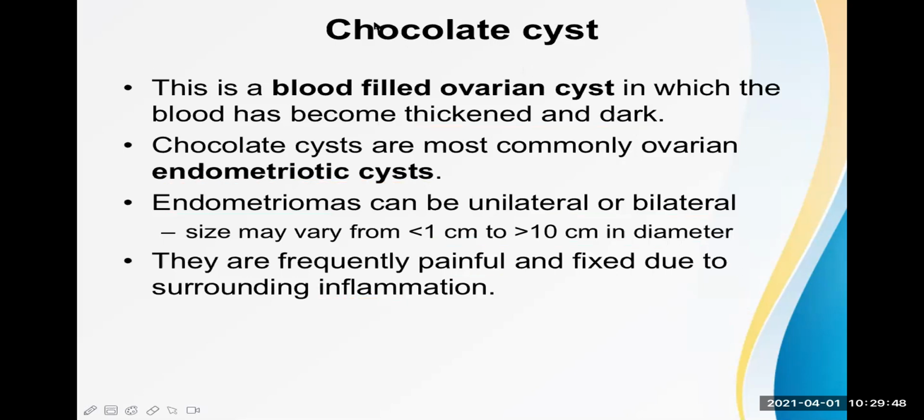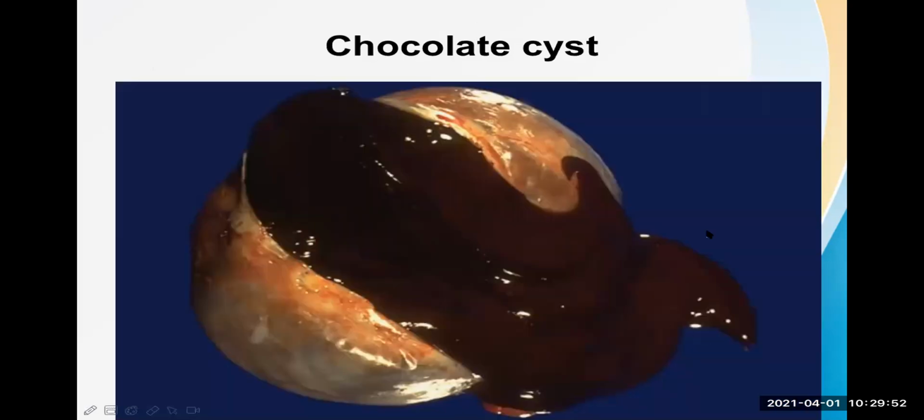Let's move further. Now see this. This is the chocolate cyst or the endometrioma. Look at the color of the blood here. It almost looks like a chocolate color. That's why the name is given, because this blood cannot leak anywhere, cannot escape anywhere. So it keeps on collecting there and slightly alters the color.